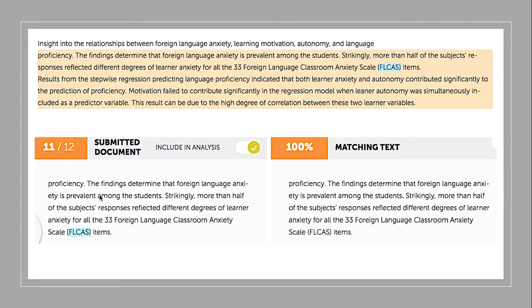So this entire portion, which reads, "the findings determine that foreign language anxiety is prevalent among the students. Strikingly, more than half of the subjects' responses reflected different degrees of learner anxiety for all the 33 foreign language classroom anxiety scale items." Well, this is 100% basically stolen from the original. And if we look back at the context, there is no in-text citation. So this would be considered quite a bad example, or an extreme example of plagiarism.